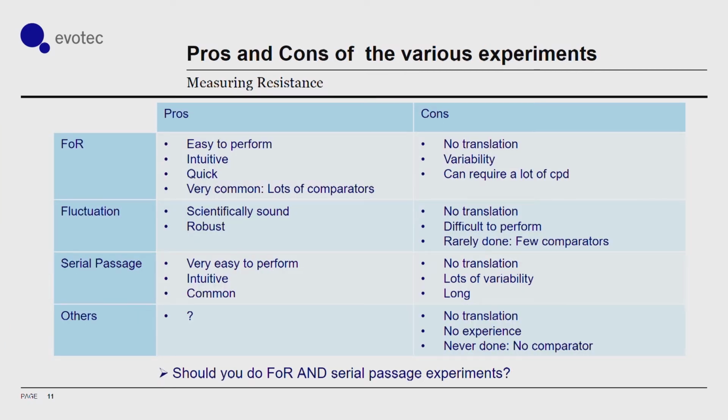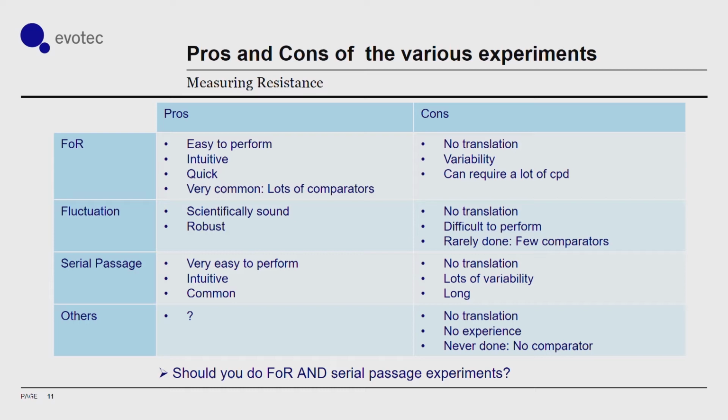All right, so this is very fast. I apologize. Again, I cannot go into any details, but I wanted to have a little pros and cons of these different experiments. The frequency of resistance experiment is very easy to perform. It's intuitive, it's quick, and it's very, very common. So you will easily find a lot of comparators. On the cons side, there is no translation, but that's true for everybody. There's a lot of variability, and it requires a lot of compound.